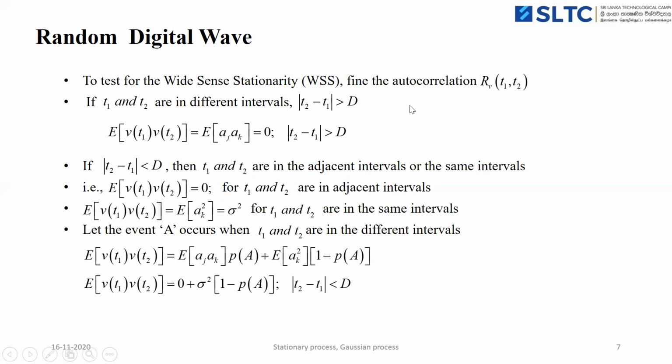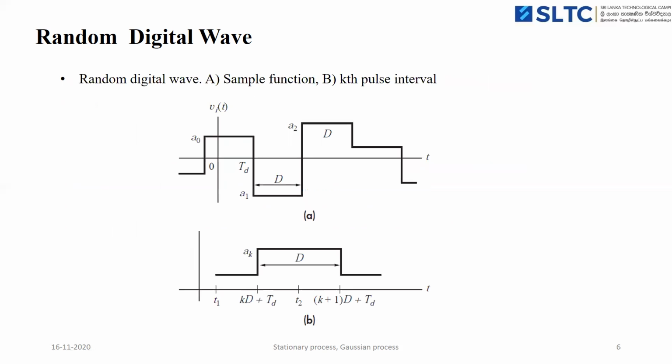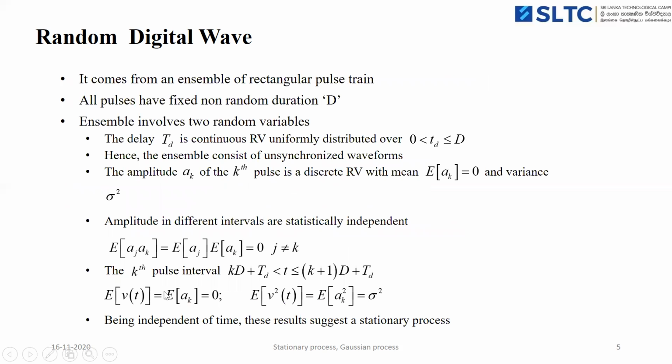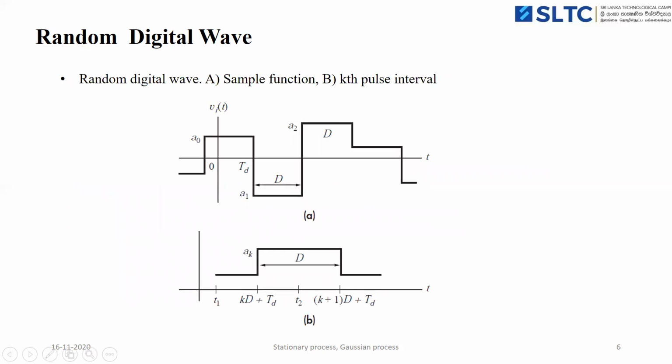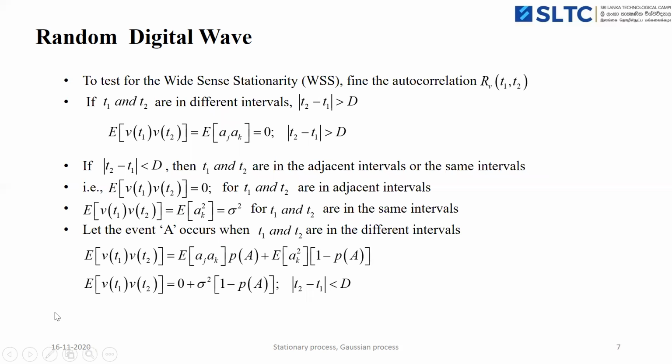To test the wide-sense stationarity, we already checked the mean value. The mean value is 0 for the pulse amplitude: expectation of A_k equal to 0. This is the stationarity in the first order, and we need to check the stationarity in the second order.